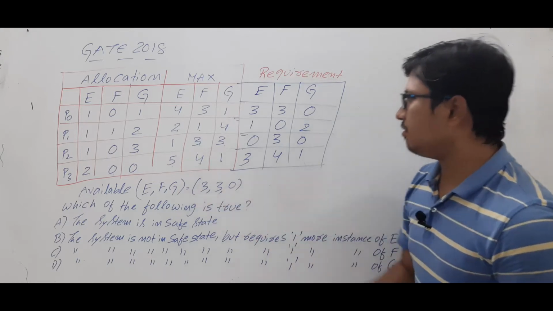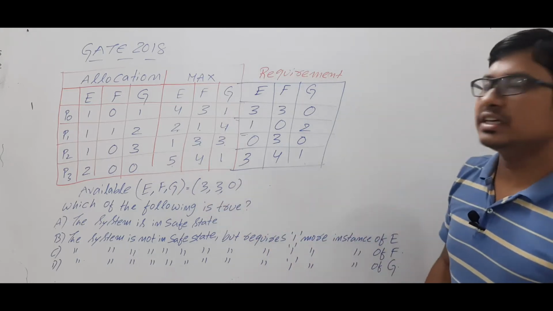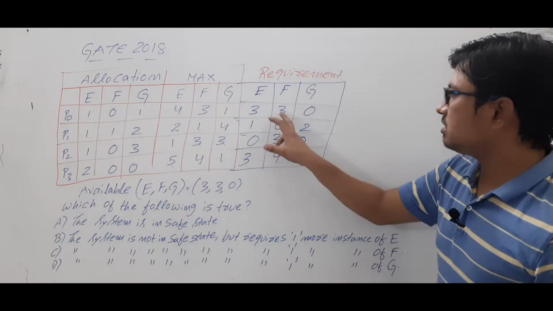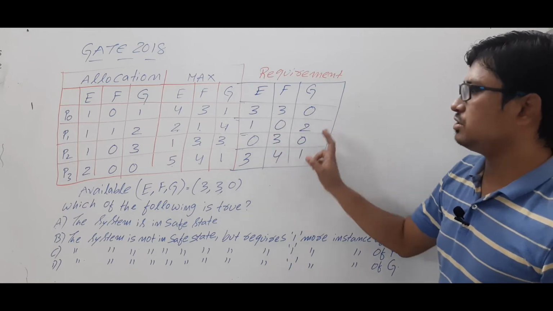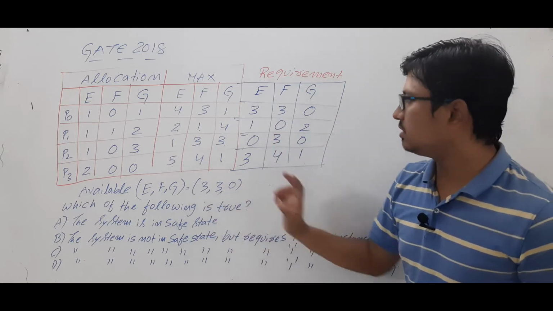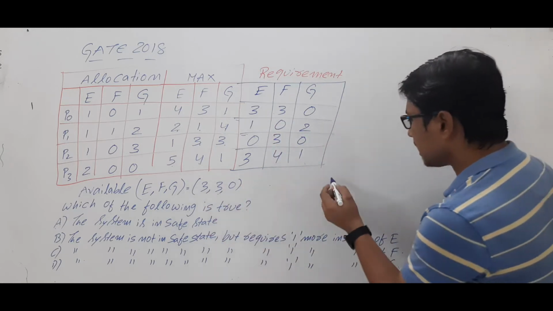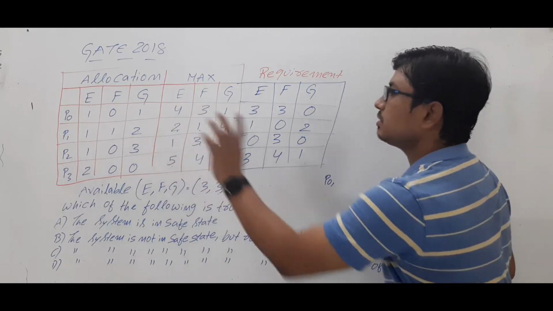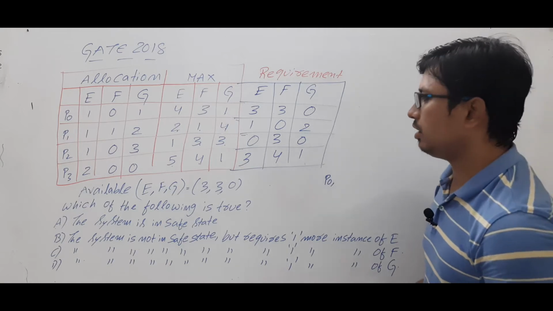Now with this availability, we need to check: can we satisfy the requirement of P0 or not? It needs 3, 3, 0, and we have 3, 3, 0. So we can satisfy the requirement of P0. Now, can we satisfy the requirement of P1 or not?